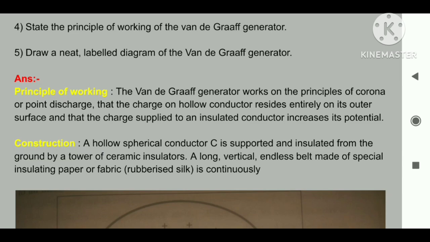Question number 4 and 5. State the principle of working of the Van de Graaff generator, and second, draw a neat labelled diagram of the Van de Graaff generator. Answer: principle of working.